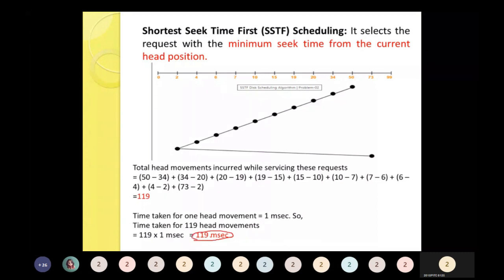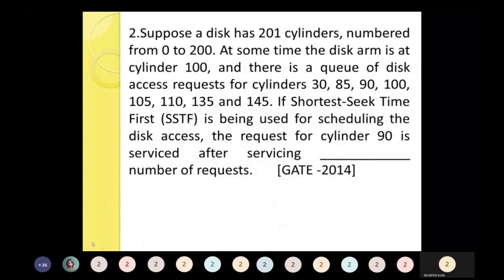Next, suppose a disk has 201 cylinders. Let's read out the next question. Second question: 201 cylinders from 0 to 200. Previously we had 100 cylinders, here 201 cylinders. The disk arm is at position 100. The disk arm's current position is 100.